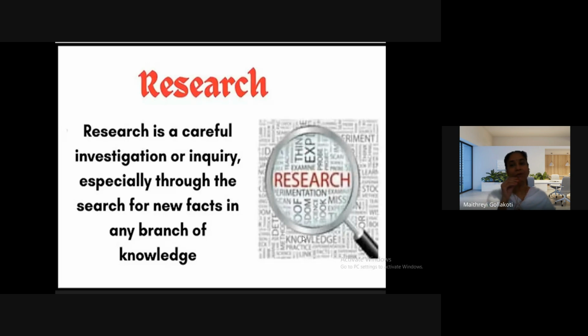And how can we find new things? Only when we inquire about it, only when we search about it, we will be able to find new things. Especially the search for new facts. We should always keep updating ourselves and we should always keep updating our skills. So this search for new facts in any branch of knowledge is called research.